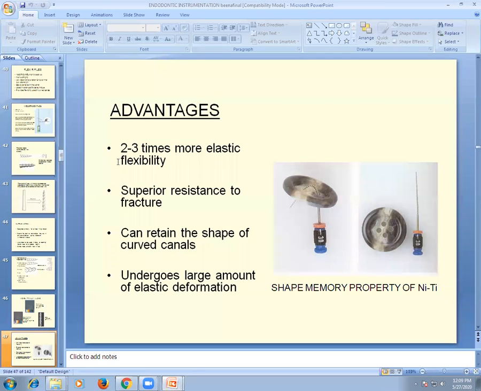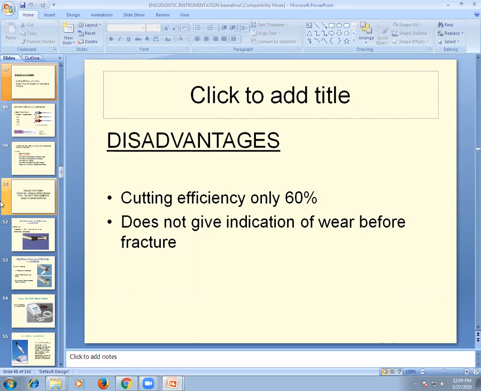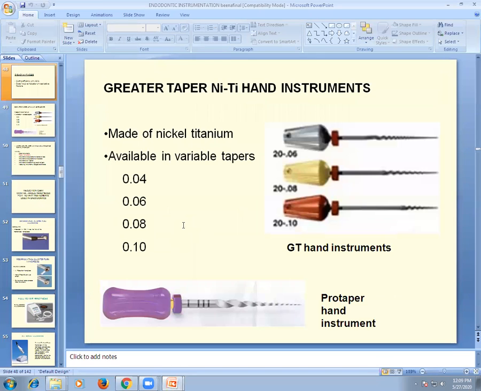So the advantages of nickel titanium files are that they are 2 to 3 times more elastic and more flexible than the stainless steel files. They have superior resistance to fracture. They do not fracture easily because they have shape memory. They can retain the shape of the curved canals and undergo a large amount of elastic deformation. The disadvantage is that the cutting efficiency is only 60% as compared to the stainless steel files. So the nickel titanium files are less efficient in cutting, and they do not give indication before wear.